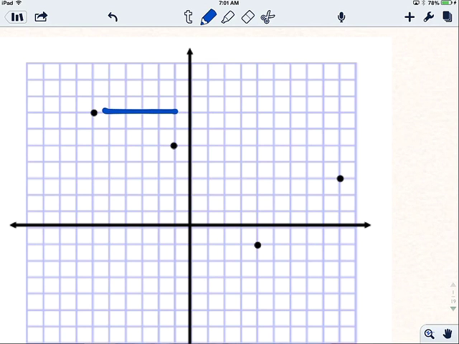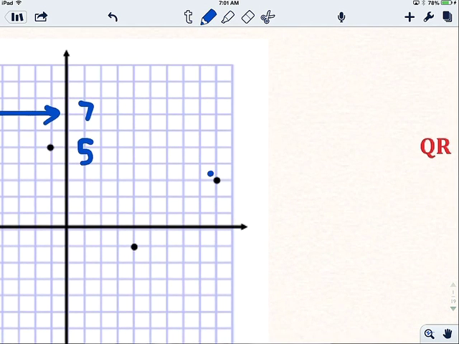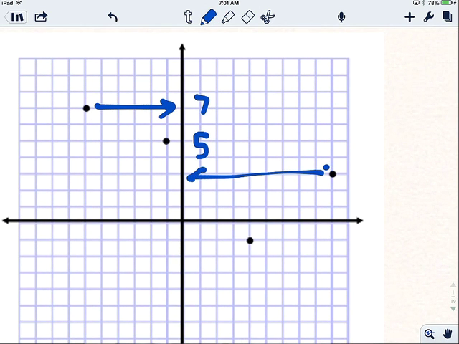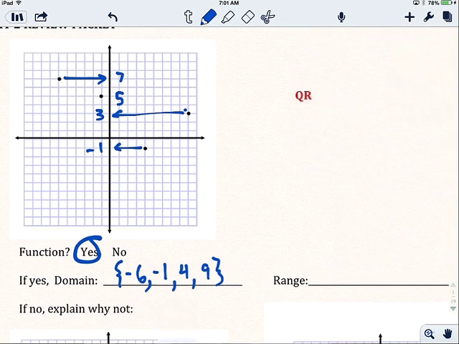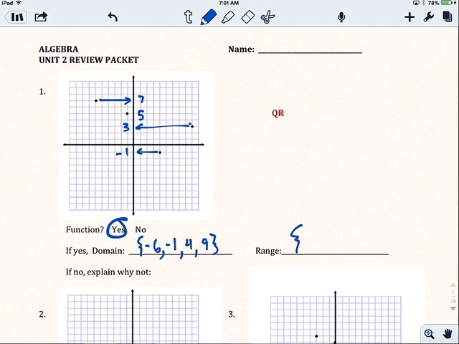Okay? And so now I'll look for the range, which is on the y-axis. That's the outputs. So I have, it looks like 2, 4, 6, 8, +7, sorry. And then this is +5. This one hits at +3, and this one's at -1. So again, I'll use my set notation, and that's -1, 3, 5, and 7.